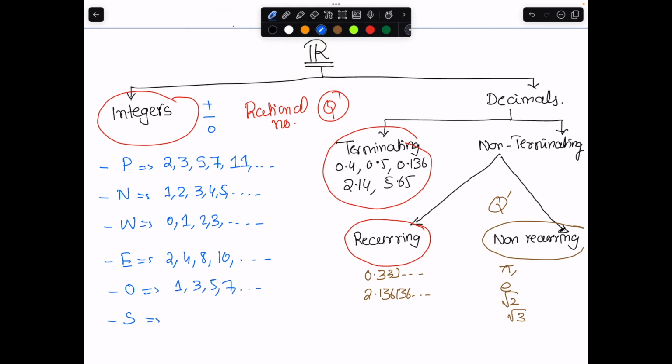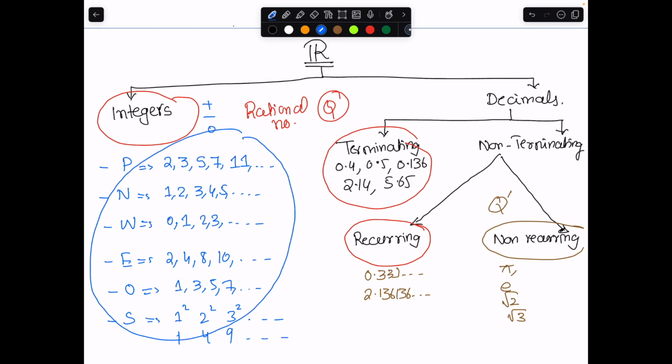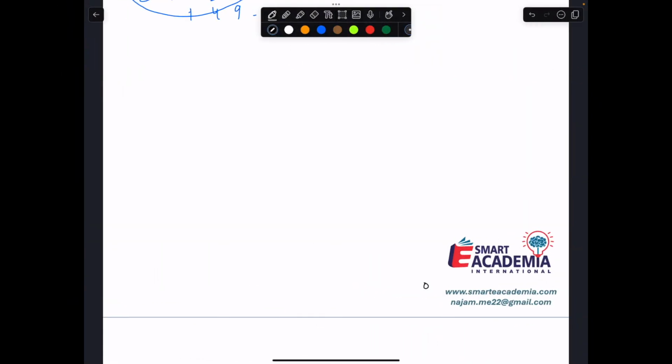Square numbers are simply squared numbers, like 1 squared, 2 squared, 3 squared, and so on and so forth, which correspond to 1, 4, 9, and so on. So these are all the types of numbers, and again, these are all rational numbers. So this is how we can see the structure of real numbers, and how all these numbers can be classified. Now let's look at our next topic, which is approximations.